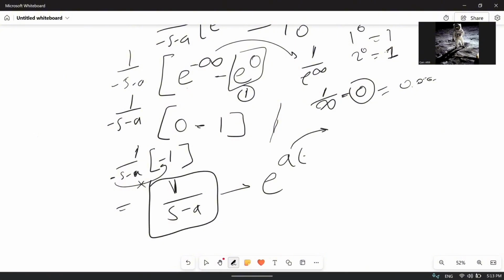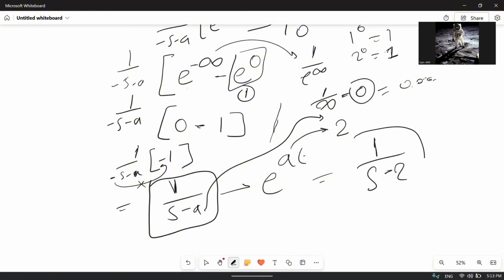Now imagine this number is, let's say it's 2. So what are you gonna do? We're just gonna plug in the value here to 2, 1 over s minus 2. That's all you do.